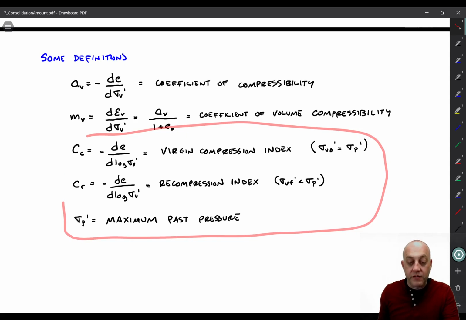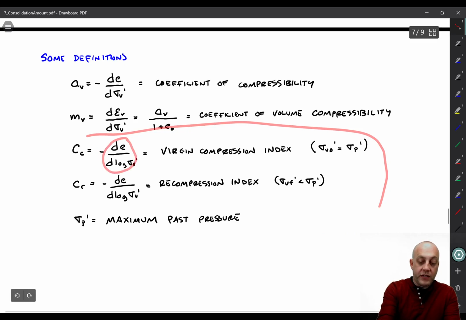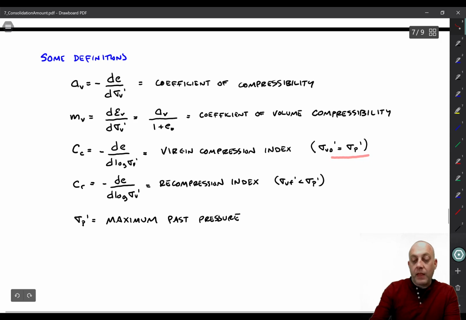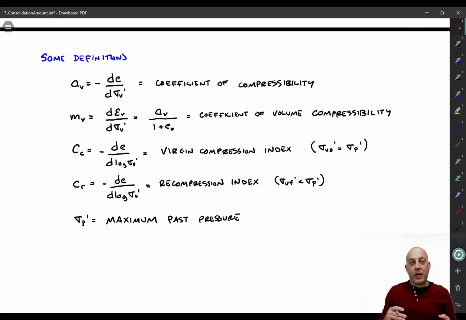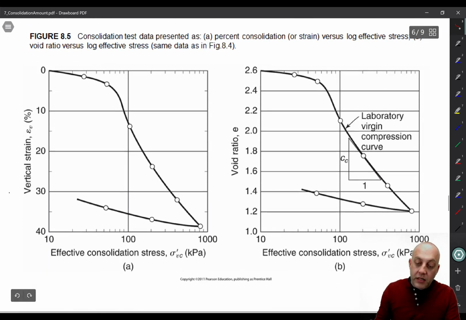C sub c is the virgin compression index, and it's defined as minus dE over d log sigma v prime, for the loading condition where the initial effective stress is equal to the maximum past pressure that the soil has ever experienced. So we're loading the soil further into territory where it's never been before. It's never experienced loads this big. If we go up here, here's the slope of the C sub c line. This is the laboratory virgin compression curve. This would be reloading back up to sigma p prime, and then virgin compression is there. So the slope of the virgin compression part is C sub c.